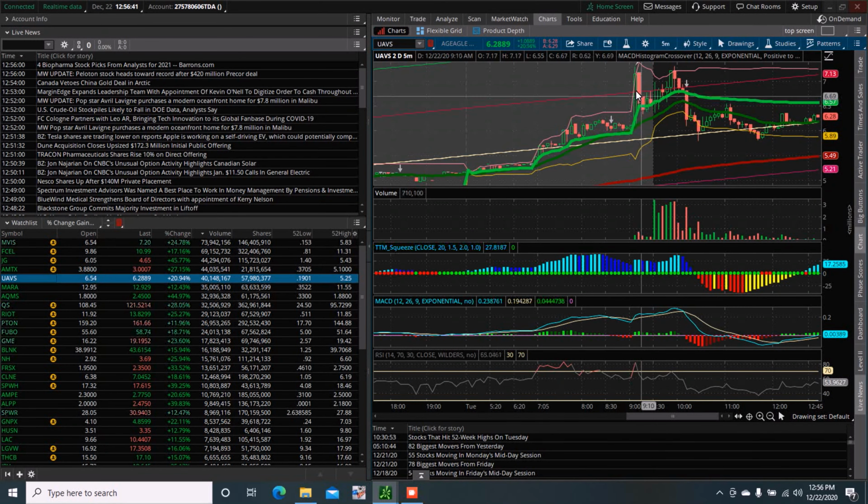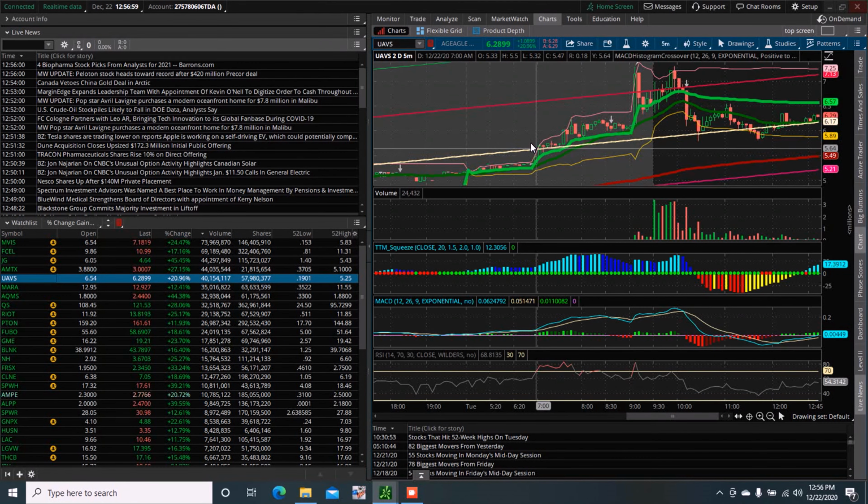Notice it fell back down, even though this was above the 20. Look how far away from the 20 it was. You never want to buy in away from the 20. Here's the 20. Look how far away from the 20 it is. Never want to buy in away from the 20. You want to buy in at the 20.